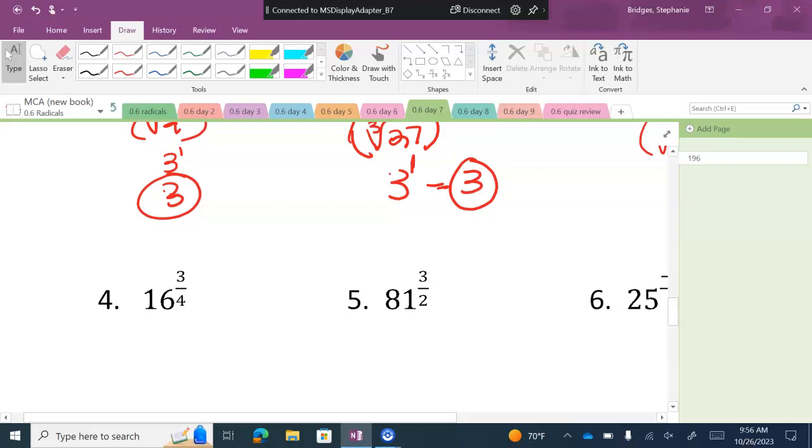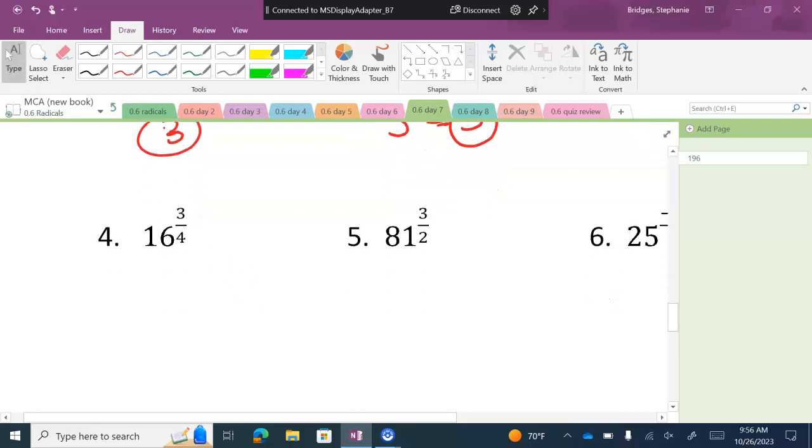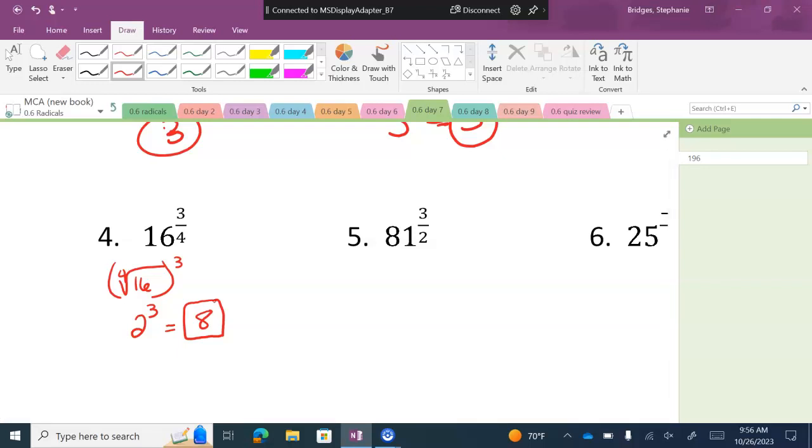All right, what root am I going to take for number 4? 4th root, and then I'm going to raise it to what power? 3rd. What is the 4th root of 16? And 2 to the 3rd power is? 2 times 2 times 2 is 8. All right.